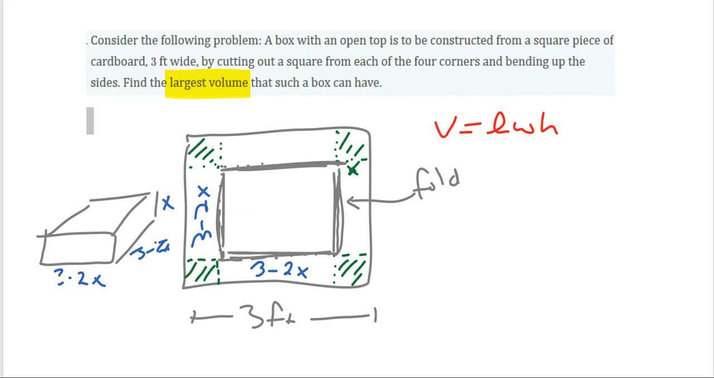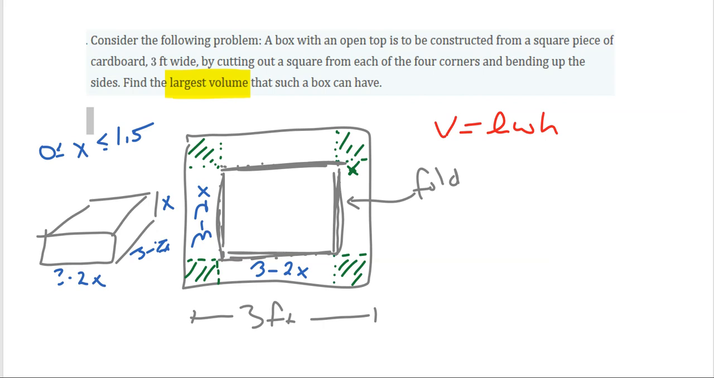Now, there are some limits on what x could be, all right? X has to be bigger than 0 because we're cutting something out. And in fact, how much could we cut out? Well, we could only get halfway into that square, right? Because you're cutting in from both sides. And if it's only 3 foot long, once you get halfway, that puts an upper limit on the size of the square you can cut out. So I know x is supposed to be between 0 and 1.5.